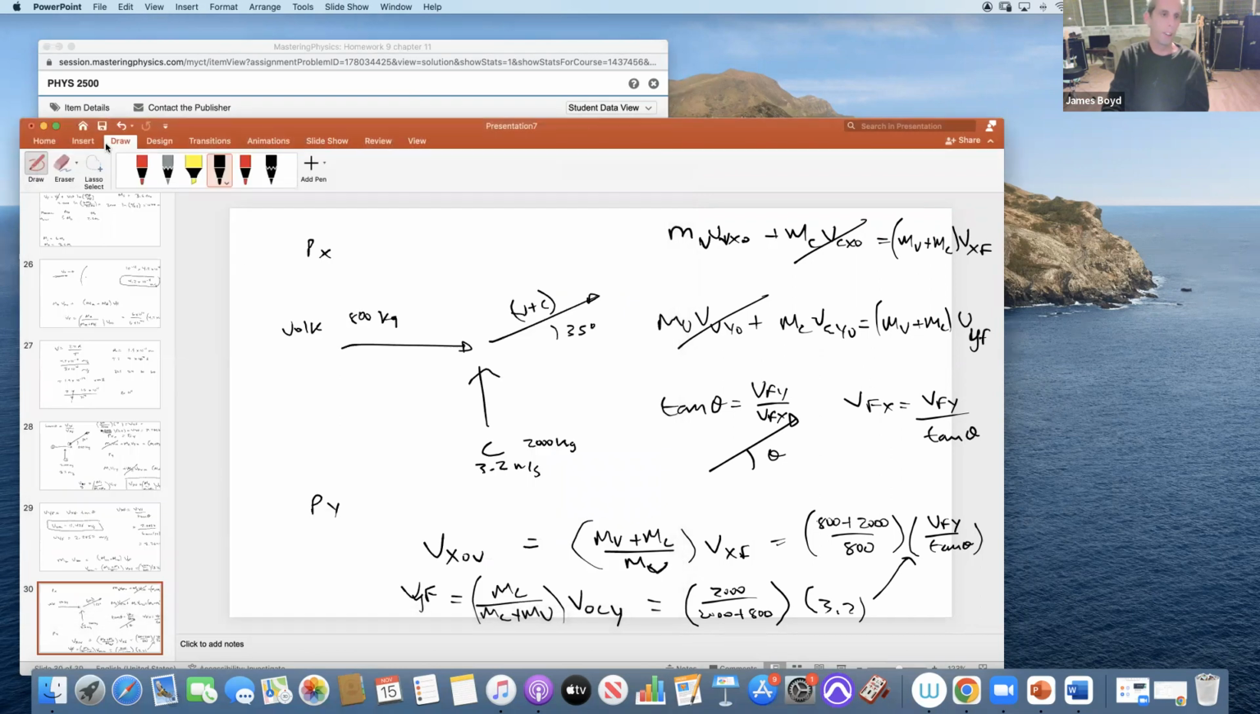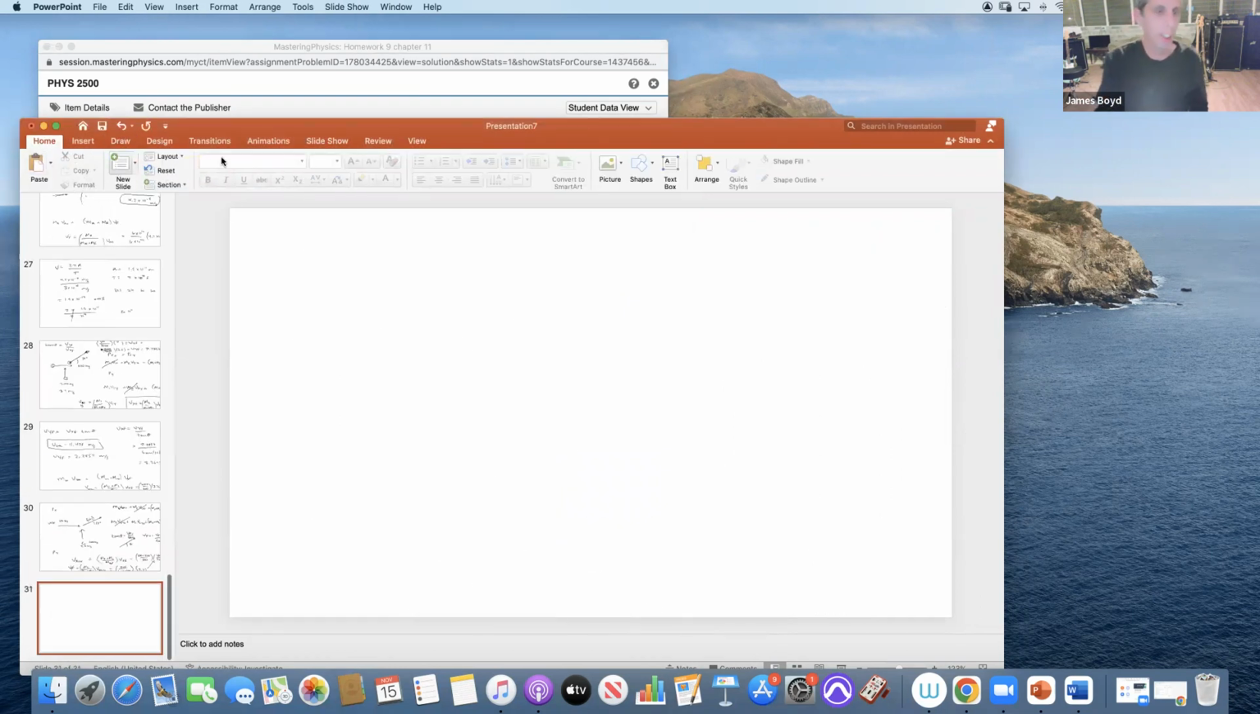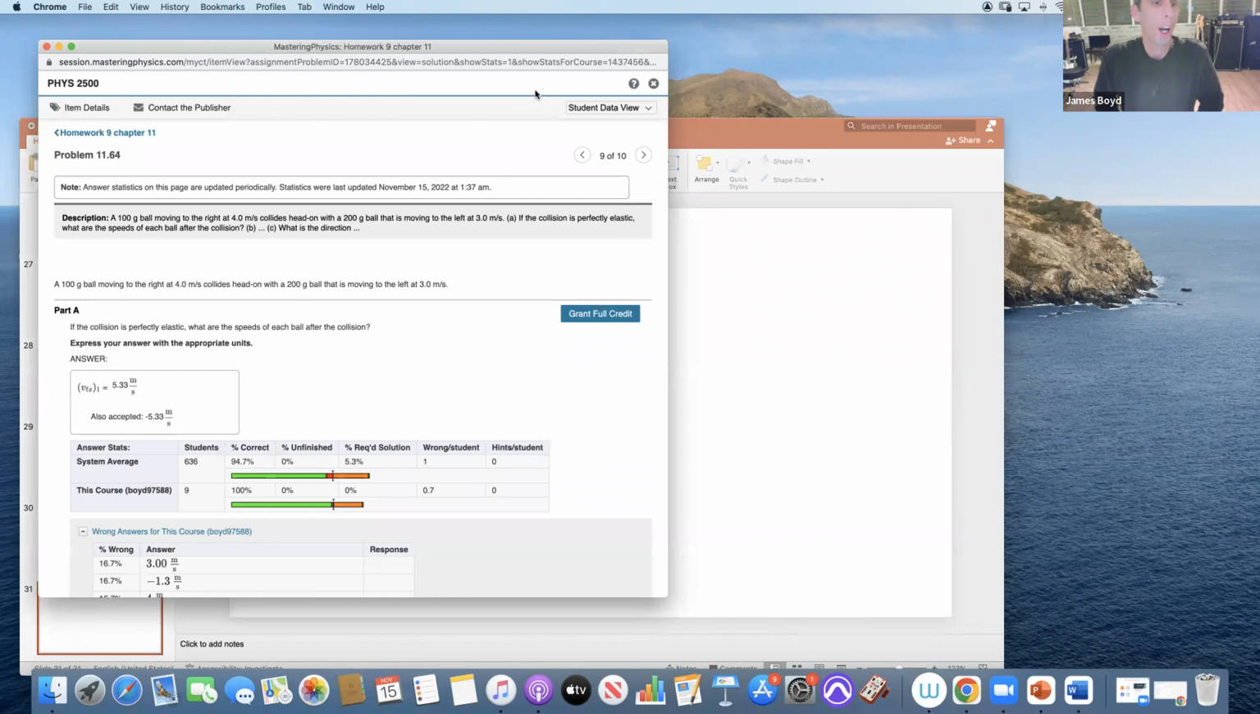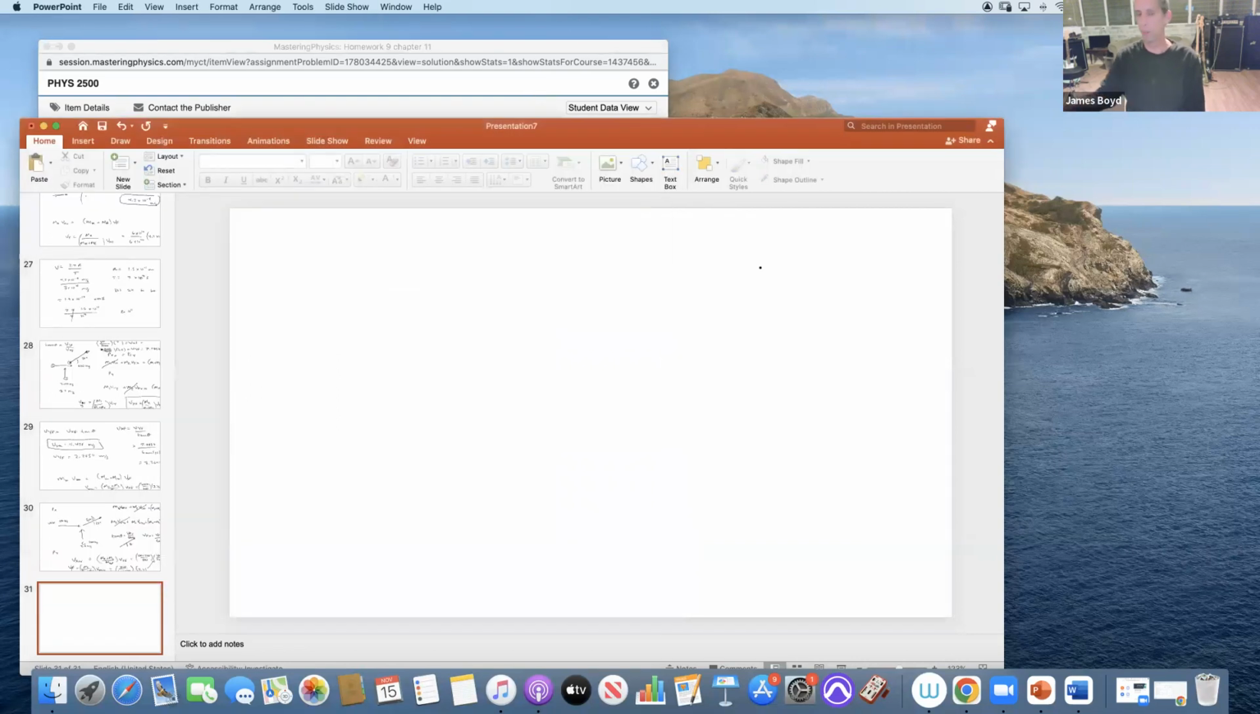So this one is another of our collisions. A 100-gram ball moving to the right collides head on with a ball that is moving to the left. They are both moving. Okay. If it's perfectly elastic, what are the speeds of each ball after the collision? So M1 V1 plus M2 V2 is equal to M1 V1 final plus M2 V2 final. Initial.